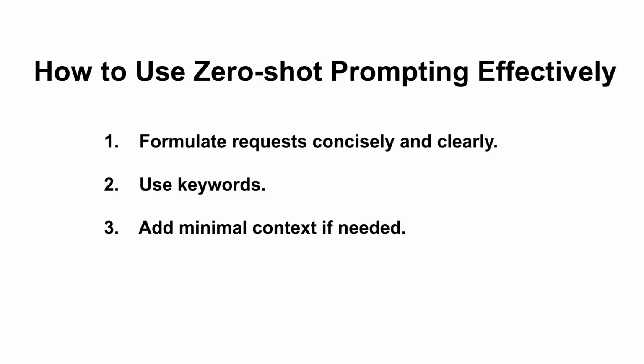How to use zero-shot prompting effectively. Formulate requests concisely and clearly, avoid long or ambiguous phrases. For example, instead of "I want to know something about carbonara," say, "How do I make pasta carbonara?" Use keywords, for example, "best self-help books" instead of "recommend some books that could help me in life." Add minimal context if needed. Although zero-shot involves no examples, providing additional details can be useful, e.g., what California state laws pertain to renting.